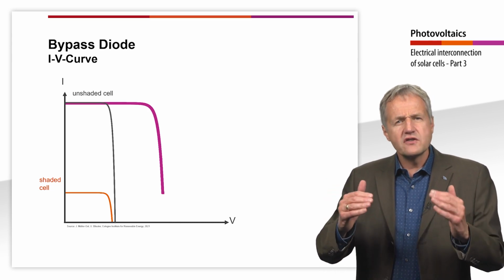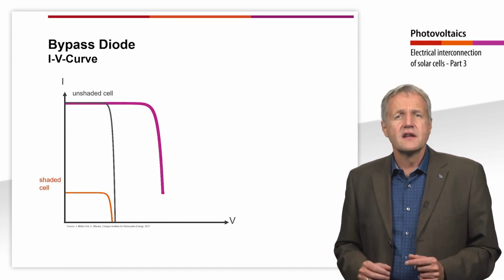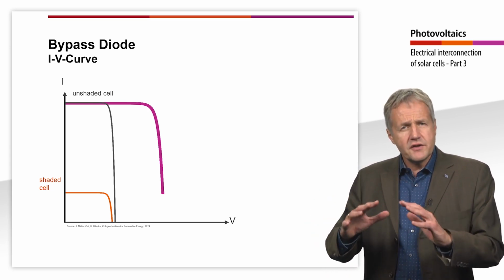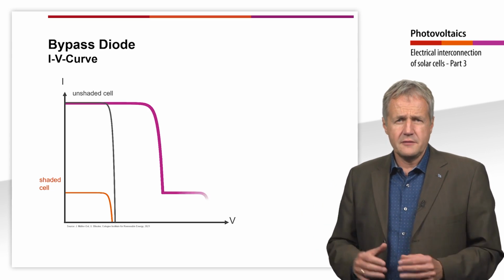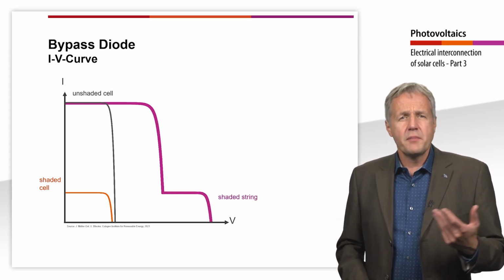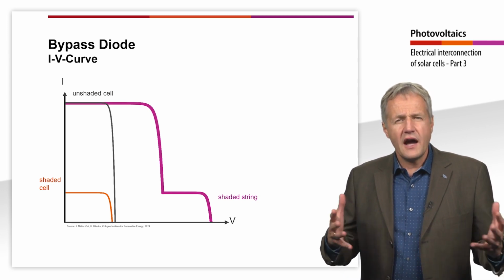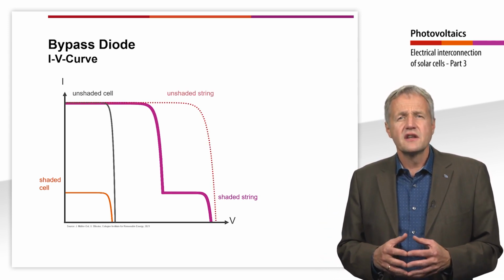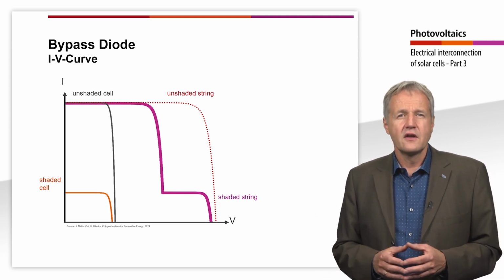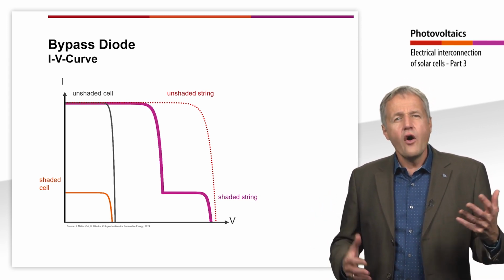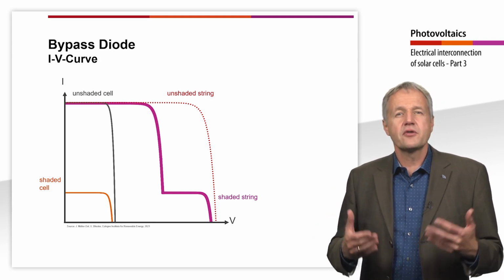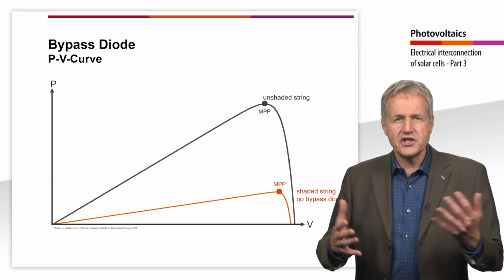If we now approach the open circuit voltage, the current decreases until it finally equals the current of the shaded cell. The shaded cell now no longer needs to be bypassed. So the IV curve in this range is as if there were no bypass diodes. You can see that the overall IV curve of the shaded cell string has significantly approached that of the unshaded string.